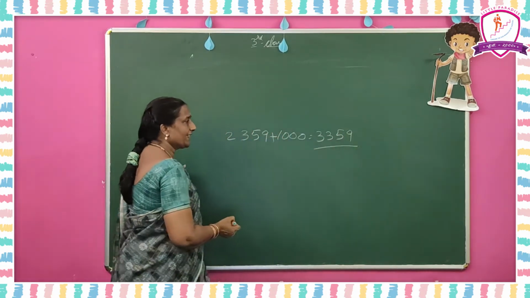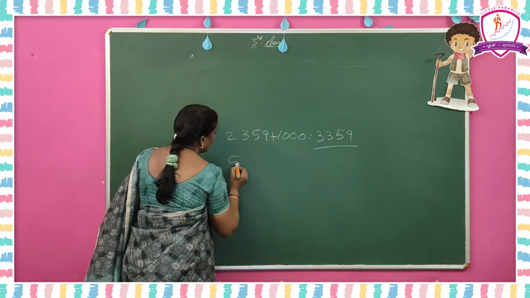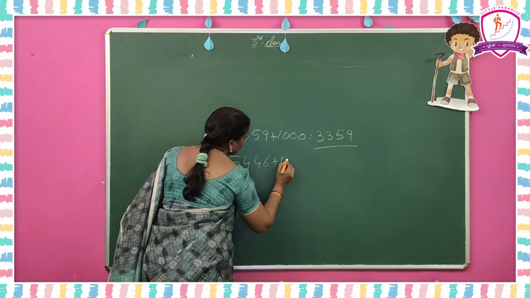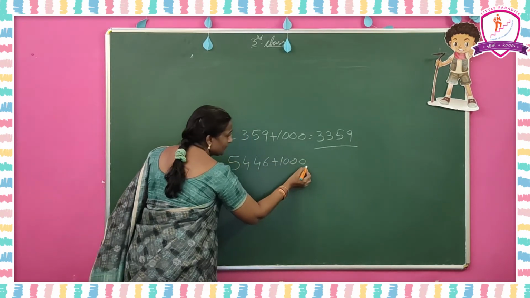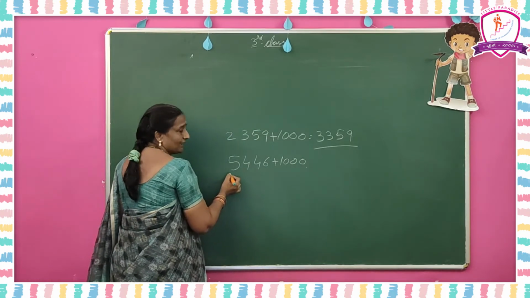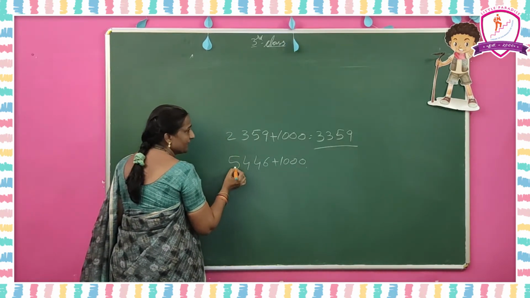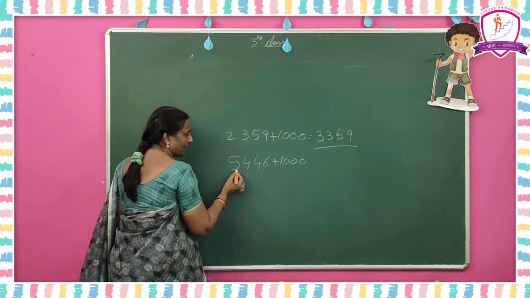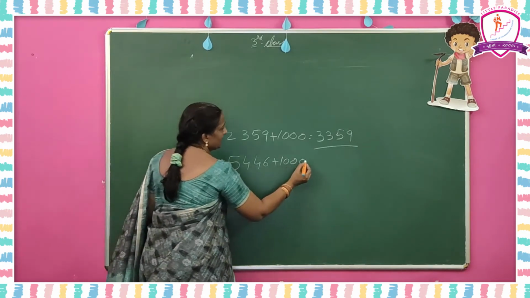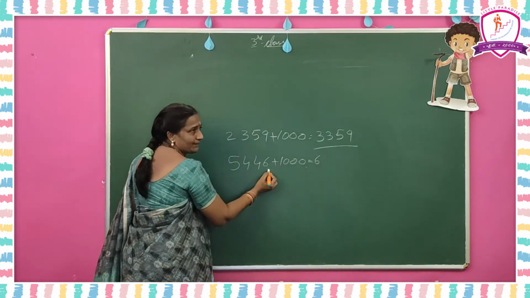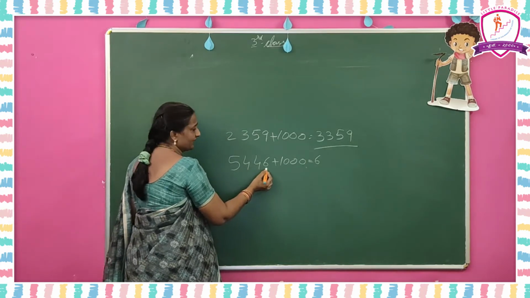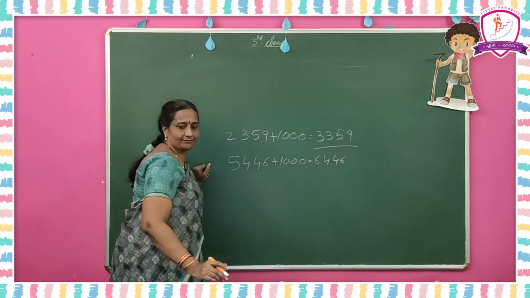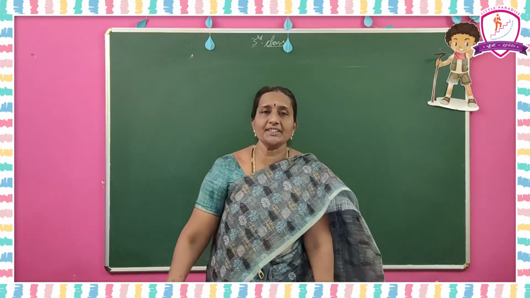Take one more example. 5446 plus 1000. If we add 1000 to any number, the value of the thousands digit is increased by 1. What is the value of the thousands digit here? 5. It is increased by 1, so it becomes 6. And the digits in the remaining places remain same. 6446. Here some fill in the blanks are there using these properties.